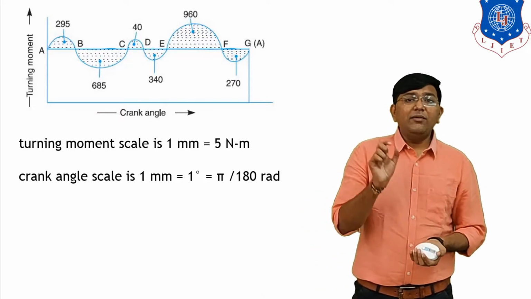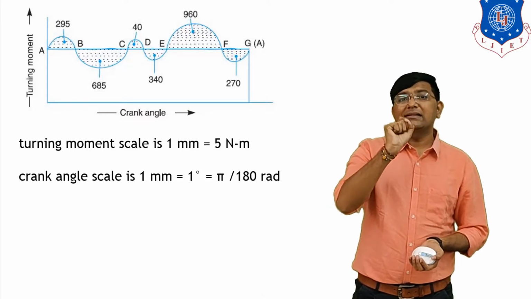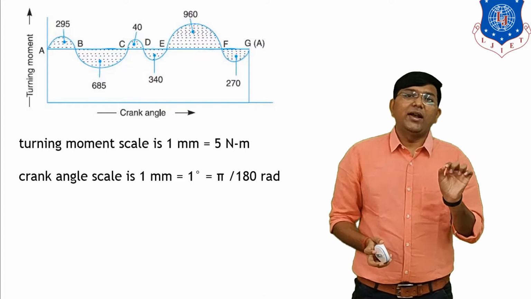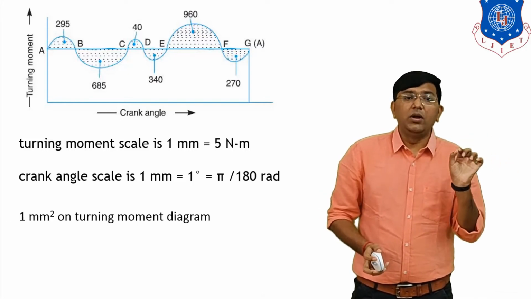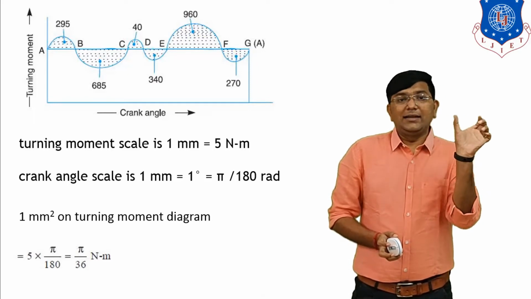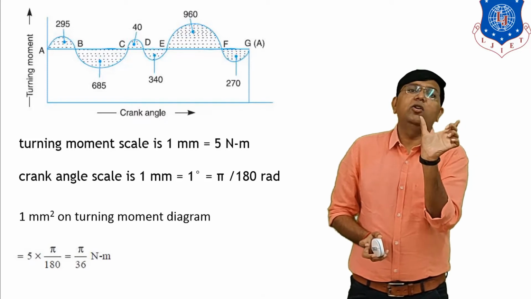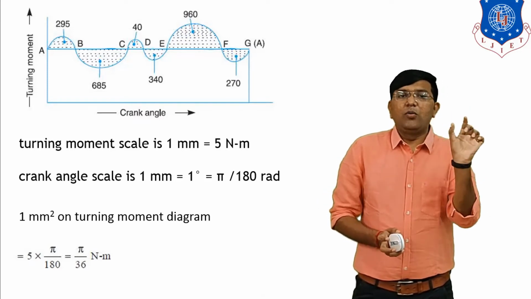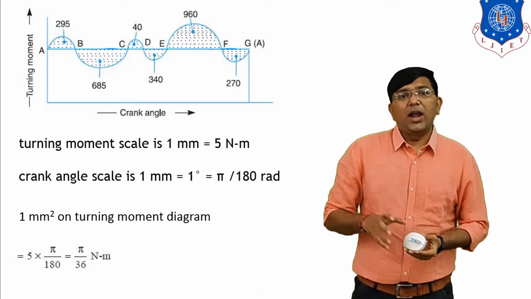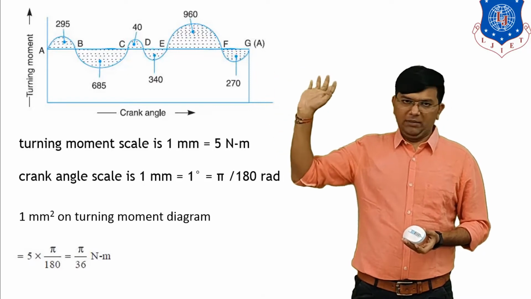Clear? Now the area in the form of mm square. You have to multiply the x direction scale and the y direction scale. So you can find 1 mm square on the turning moment diagram is equal to 5, that indicates the vertical axis, into pi by 180, that indicates the horizontal axis. You have to multiply these two values, that is pi by 36 Newton meter. So now we have one relation: 1 mm square is equal to pi by 36 Newton meter.